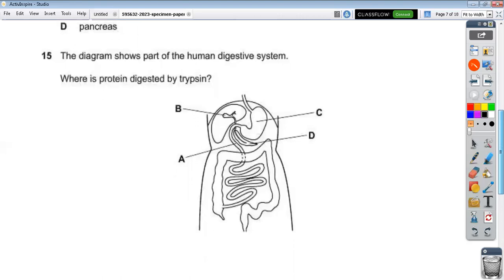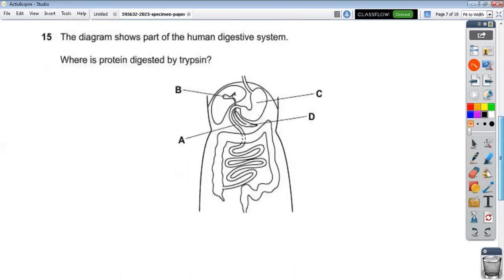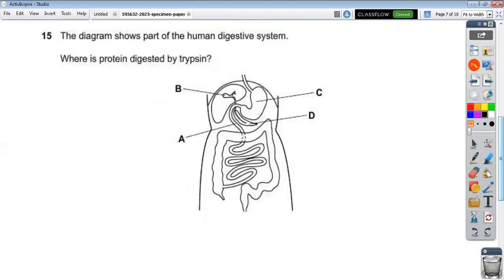The diagram shows part of the human digestive system. Where is protein digested by trypsin? Careful. What enzyme? Trypsin.